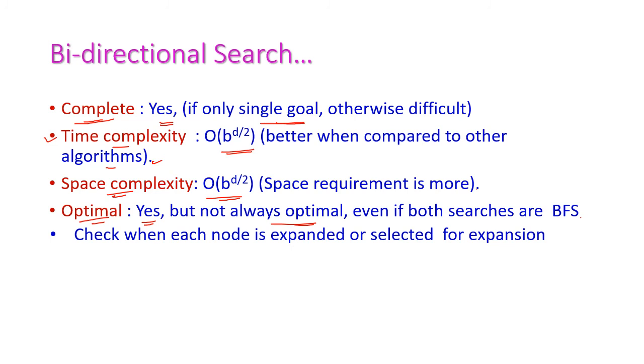We also have to check when each node is expanded or selected for expansion. That means we have to check all the nodes from the start state and all the nodes from the goal state unnecessarily, because only a few nodes are required to reach the start or goal. Bidirectional search is one of the best searching algorithms in uninformed searching strategy.